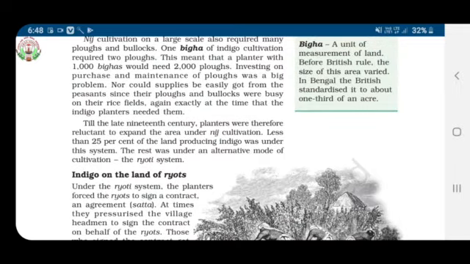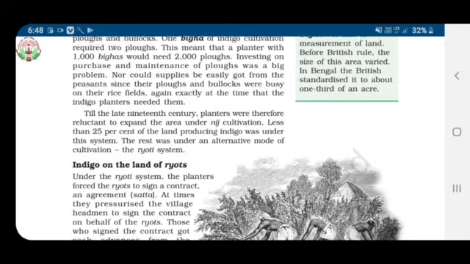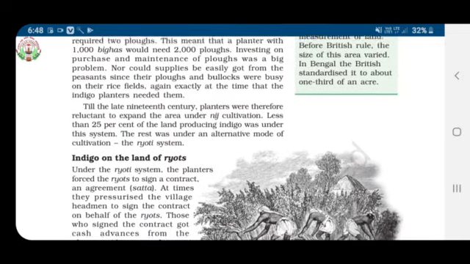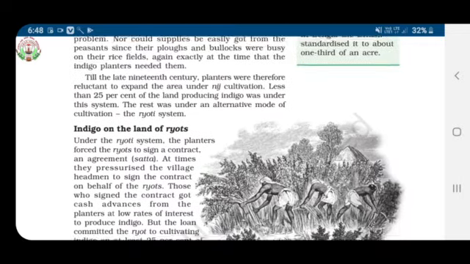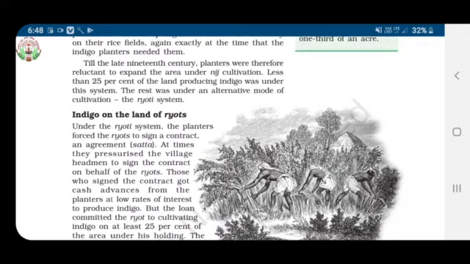Now here, bigha means a unit of measurement of land. Before British rule, the size of this area varied in Bengal. The British standardized it to about 1/3 of an acre. So till the late 19th century, planters were reluctant to expand the area under nij cultivation. Less than 25% of the land producing indigo was under this system.